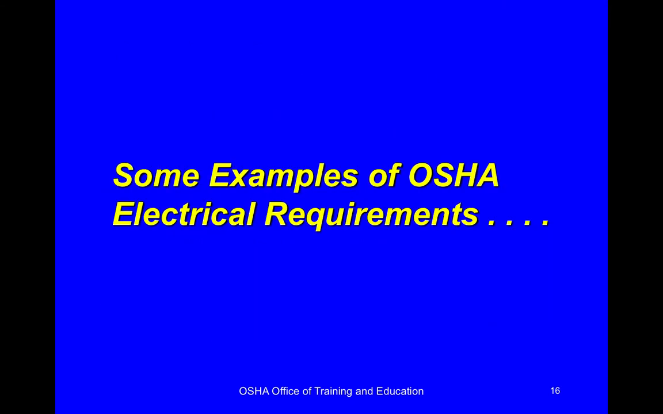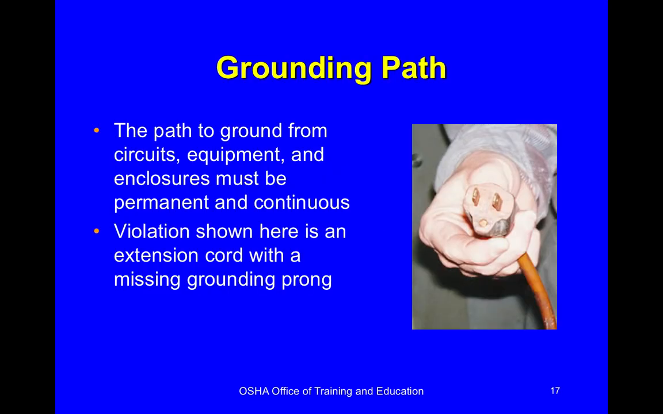So let's look at some of the electrical requirements with OSHA. These are kind of the do's and don'ts. So grounding. This is actually a picture of an electrical plug. You see the two prongs on the top, and then on the bottom would be the third one. This would be the ground pin.